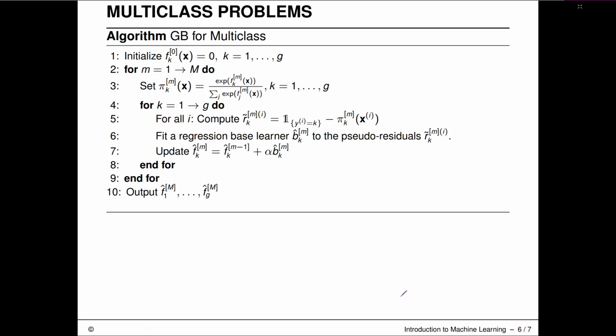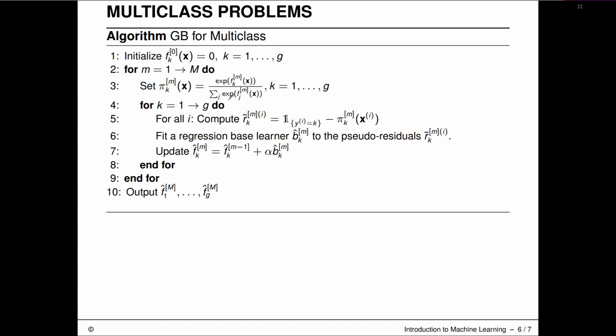Here's how the algorithm looks. So we initialize our model. Here I guess I was lazy, so I initialized with 0. I guess we can also initialize with the prior probabilities of our classes or something like that. It might make it a little bit more efficient. And here is the regular loop going through our boosting iterations from 1 to capital N.